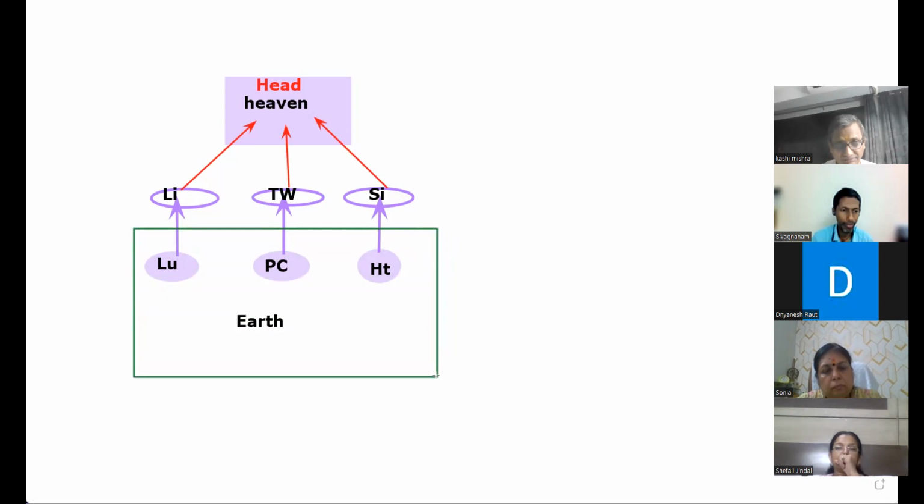This is earth. Earth means trunk. Now the heavenly energies, how that comes in, how it is taken inside the body. So let us see.